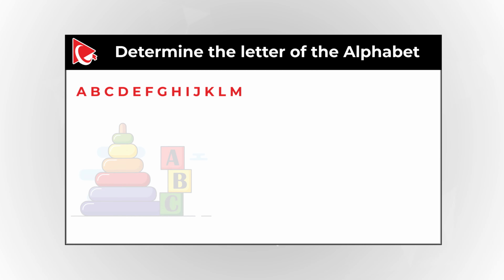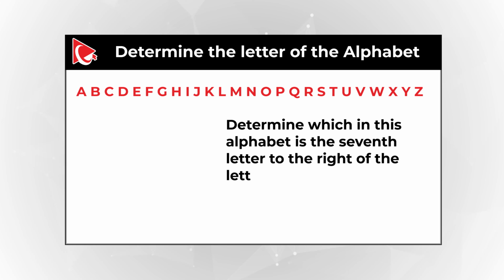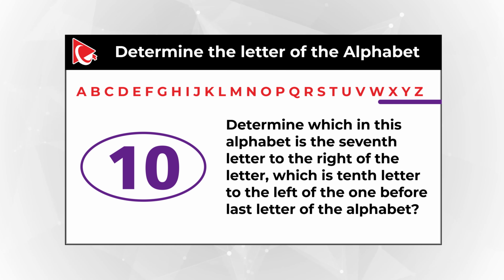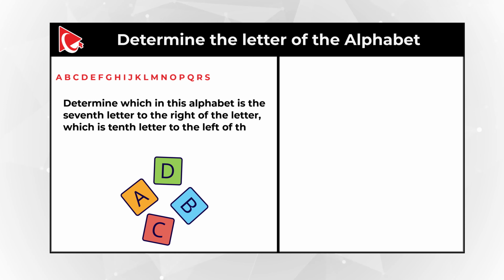You're presented with 26 letters of the English alphabet, and you need to determine which letter in this alphabet is the 7th letter to the right of the letter which is the 10th letter to the left of the one before last letter of the alphabet. You have 4 different choices.